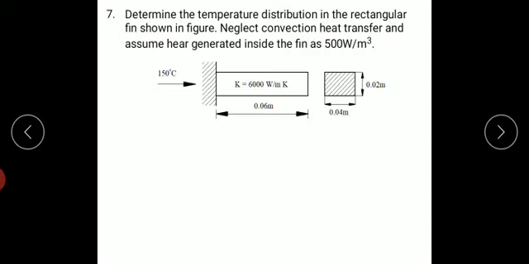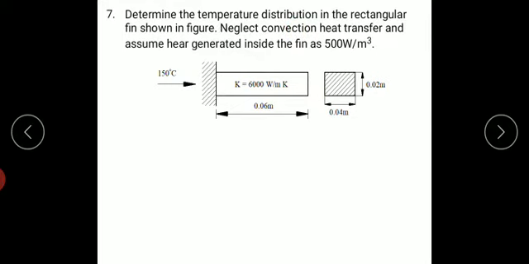Now, the seventh problem. Determine the temperature distribution in the rectangular fin shown in the figure. Neglect convection heat transfer and assume heat generated inside the fin as 500 watt per meter cube. In this given data, he is saying we have to neglect convection heat transfer. Meaning there is no heat transfer taking place from the surroundings. It is nothing but there may be insulation surrounding it.